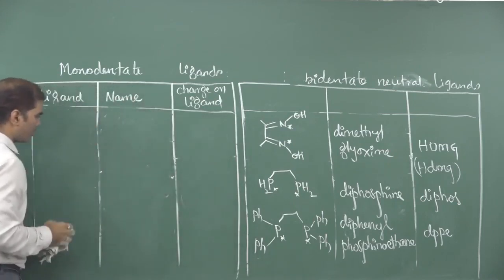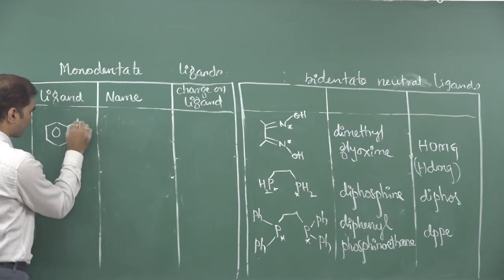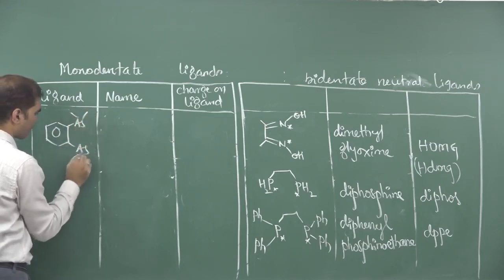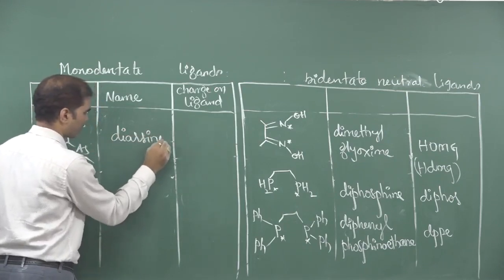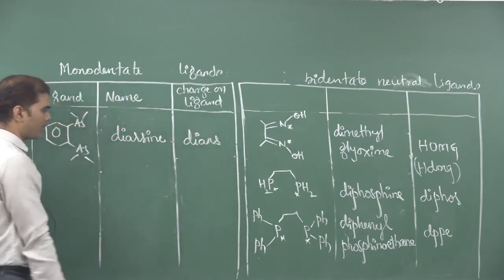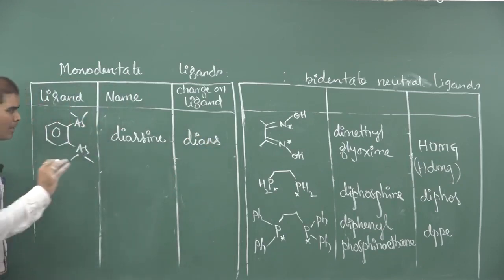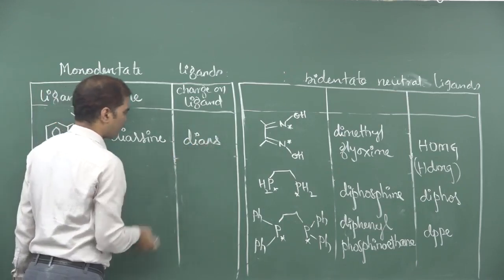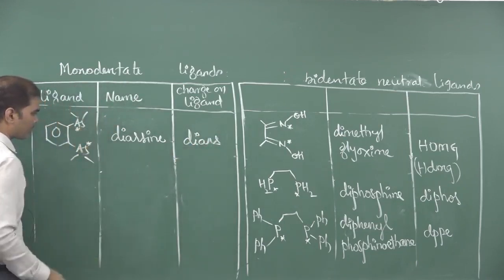And just one last one in this. IUPAC names are larger, but you need not put the IUPAC name. Simply we use a common name, diarsine. It is still abbreviated as diars. Arsenic is the donor atom here.